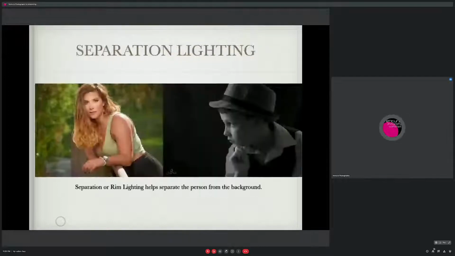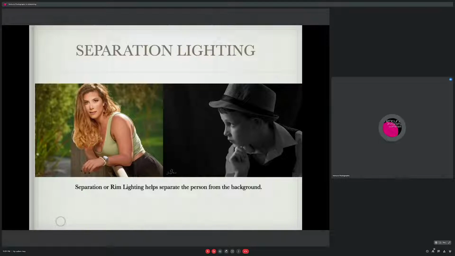Another kind of lighting that you can use is separation lighting, where you use lights, usually a light, to separate the non-lit part of the person from the background. In this case, in the model on the left-hand side there, the main lighting on her face is coming from an outdoor type battery-powered flash unit, shot through a very large softbox for that nice soft lighting. And then the light that's separating her from the background is the sun coming from the back there.